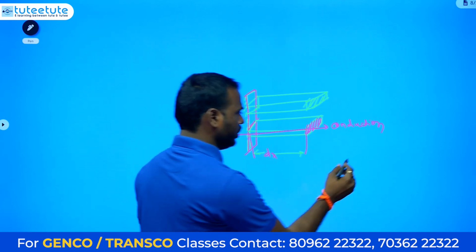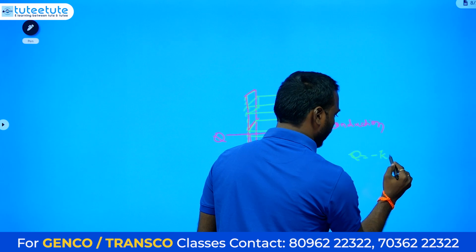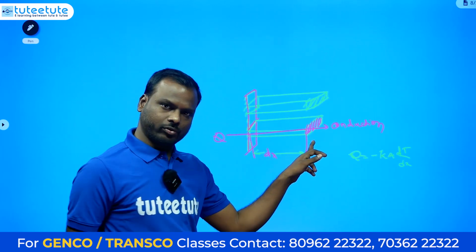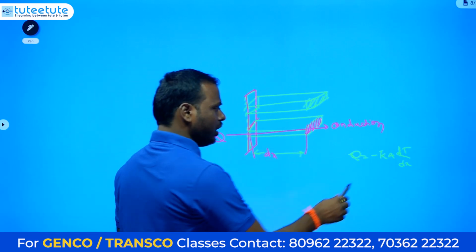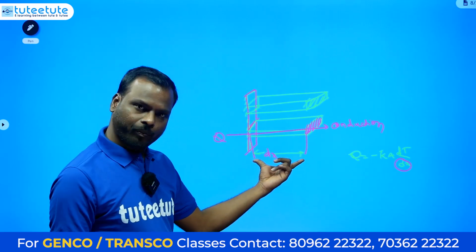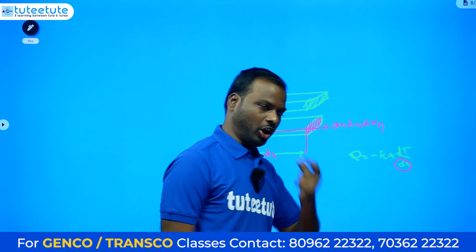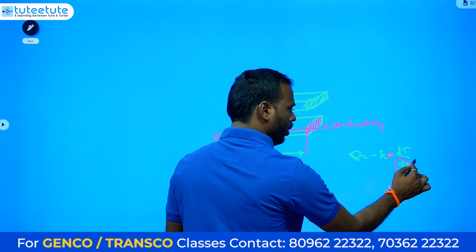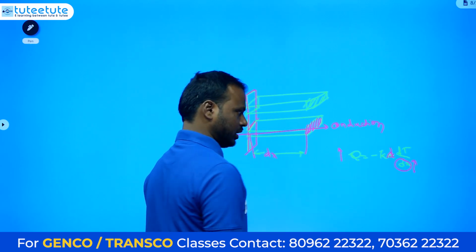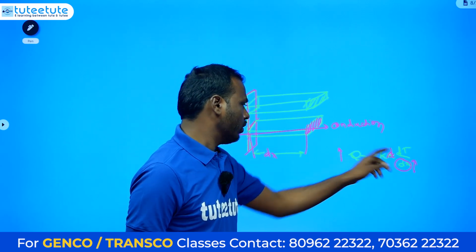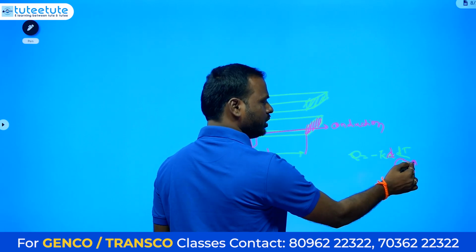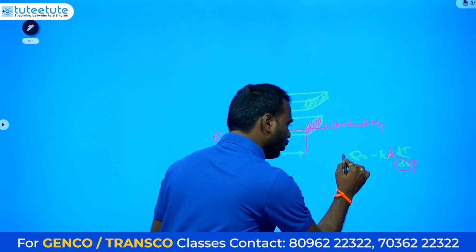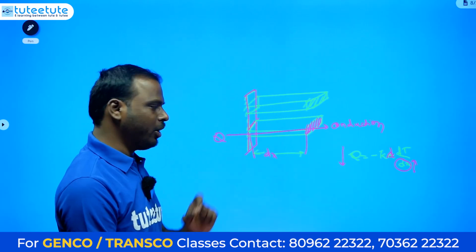Whenever you write q equals minus k A dT by dx, the area will be very small whereas dx is very large. Generally, area will be less and dx will be more. What happens? This is decreasing and this is increasing, so the denominator increases and the numerator decreases, so the Q value will decrease.